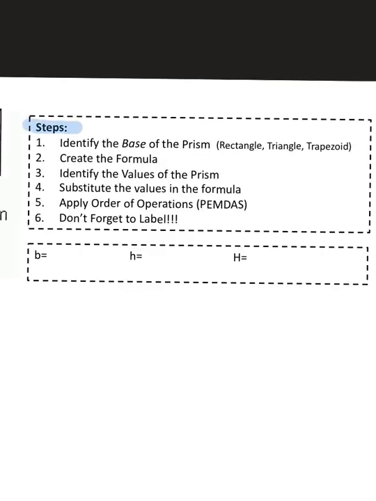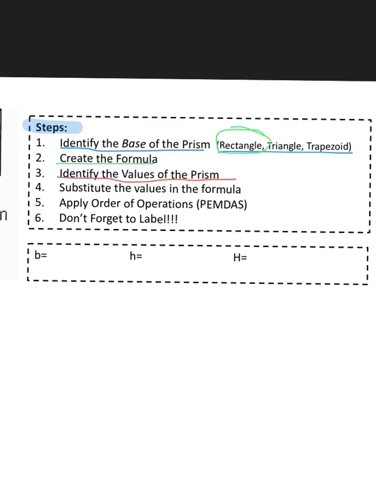Okay, real quick, I want to go over the steps. They're a little bit different than finding the surface area, so please be aware. Step 1, we need to identify the base of the prism. So we need to identify what kind of prism we're dealing with. Is it triangular, rectangular, or is it a trapezoid? So that's really important. Step 2, we're going to create the formula because each formula is going to be different depending on the shape we're dealing with. So if we're dealing with a rectangle, it's going to be different than when we deal with a triangle. And then we need to identify the values, so we'll go through all the values like we did before.